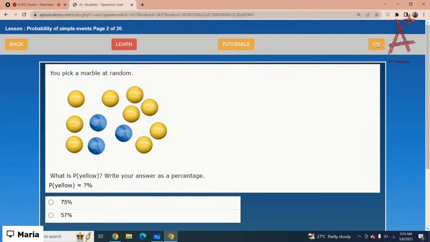Okay, the next one is you pick a marble at random. So what is the probability of yellow? Yes, that's the one we did on tutorial. Yeah, it would be 3 over 12. And when you convert it into, no, I think it would be 57%. Let me just divide. 9 over 12 because 9 of them are yellow. Yes, that would be 75%. You're right. Sorry. It would be 75%.